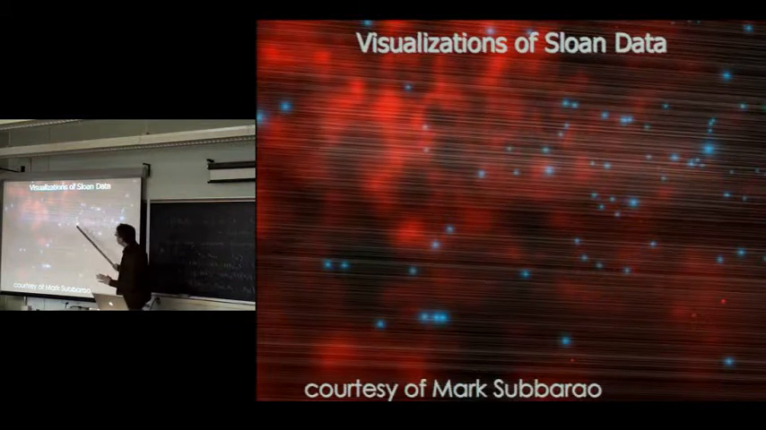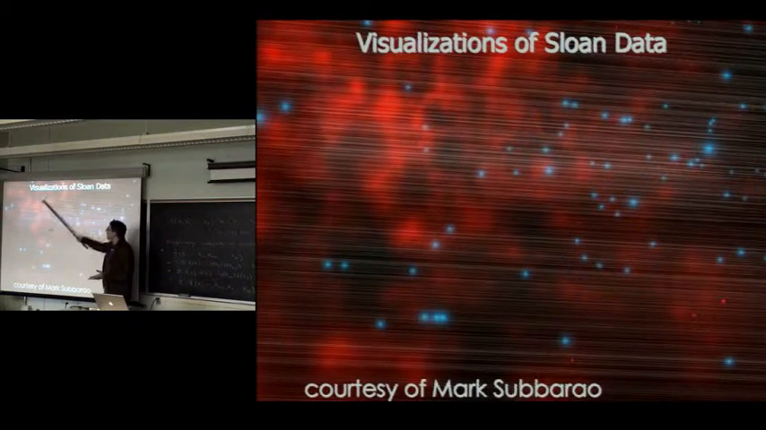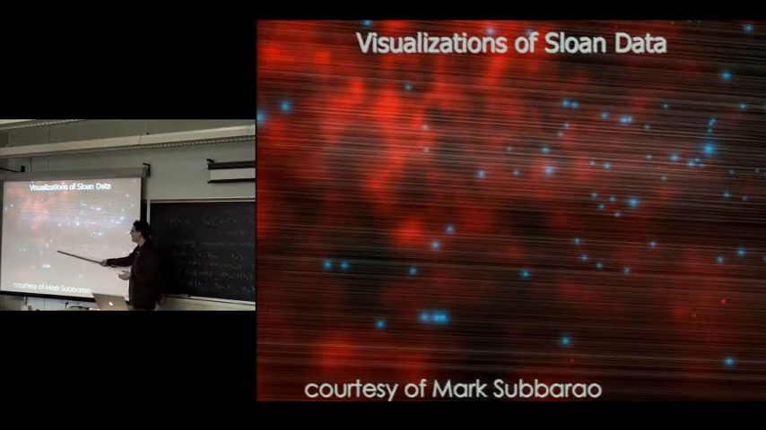I believe the way Mark did this, he highlighted these things by equivalent width. So these are strong absorbers. And you can see the strong absorbers don't lie on top of the clumps of LRGs, but they're also not in the voids. So they're more of an intermediate clustered population.